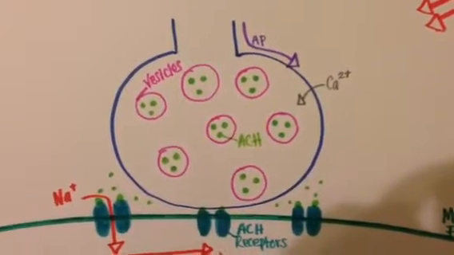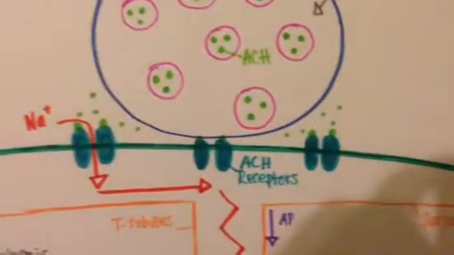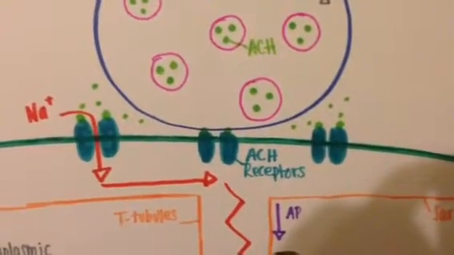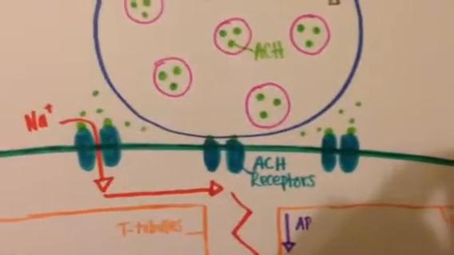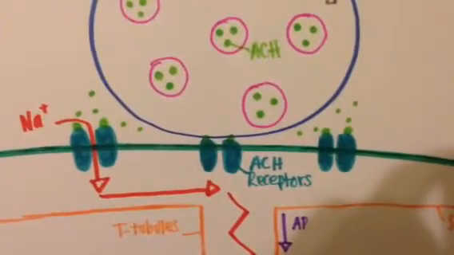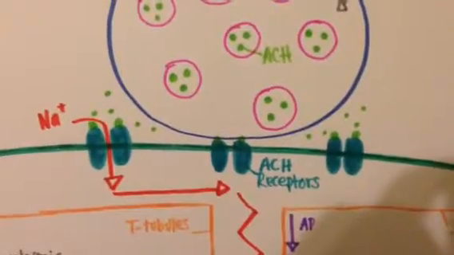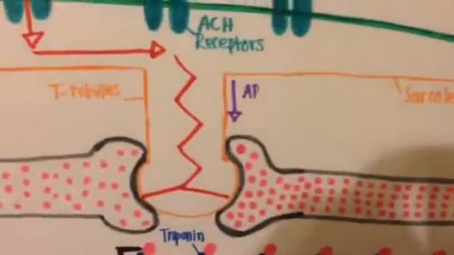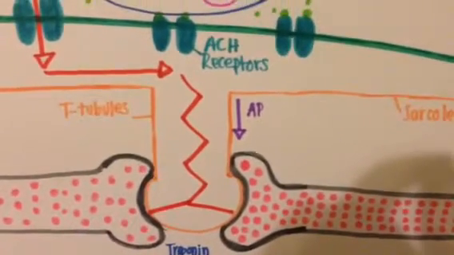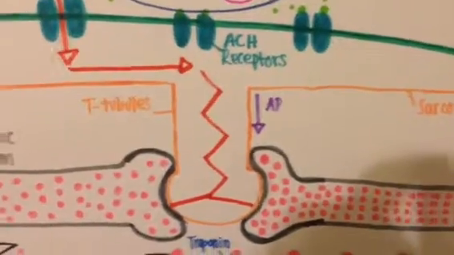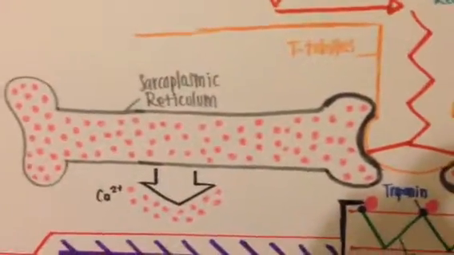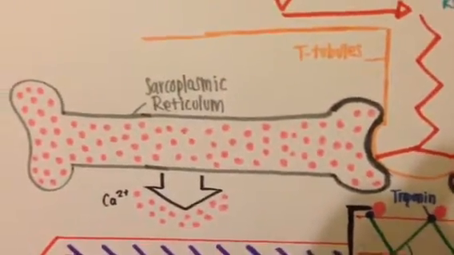ACh is then released through exocytosis. ACh then binds to the ACh receptors, which allows the receptors to move apart so sodium ions can go through. We now go down to the T-tubules, where the action potential moves down as well. And we have a signal that signals the calcium ions in the sarcoplasmic reticulum to leave.